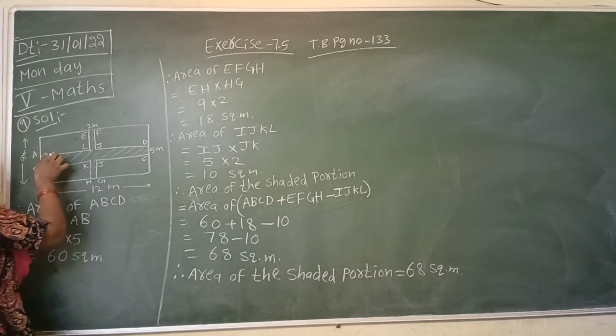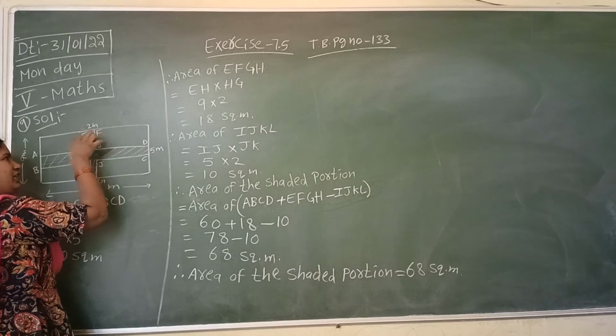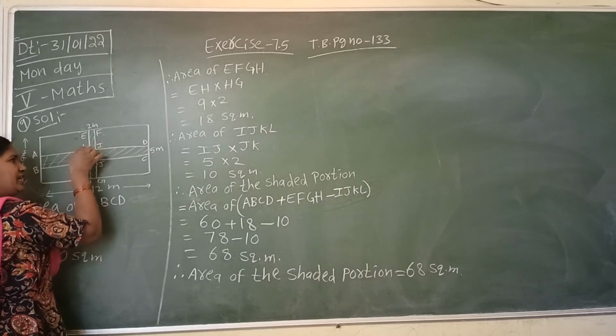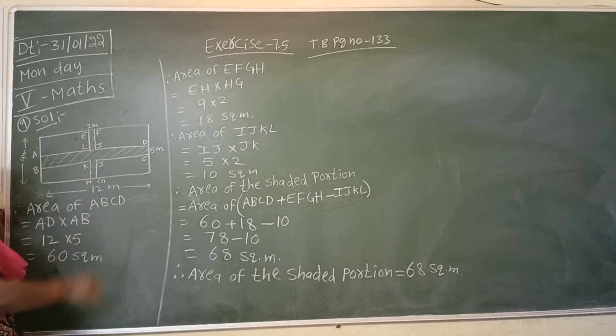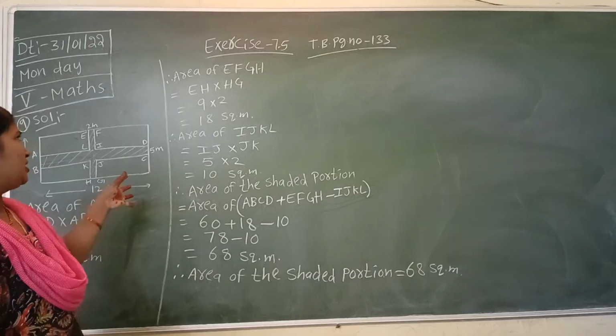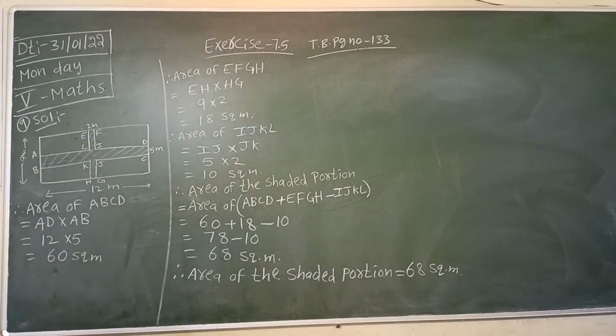How are we finding it? First find the area of ABCD. Next find the area of EFGH. Then you have to subtract the area of IJKL. Why? Because this one is repeating 2 times. Okay, then you get the area of the shaded portion. This is the 9th problem, over. Write it down, everyone, otherwise take a screenshot. We will go for the 10th problem.